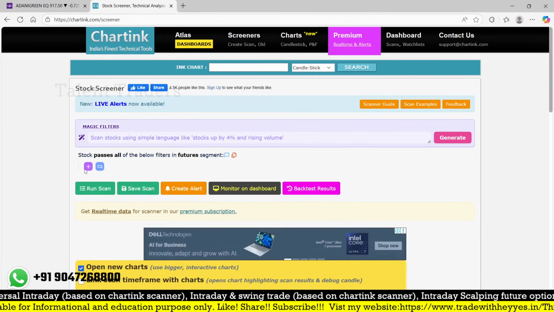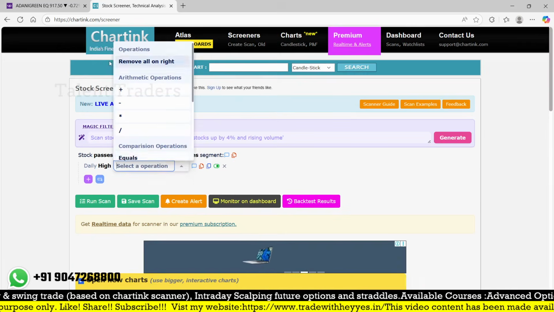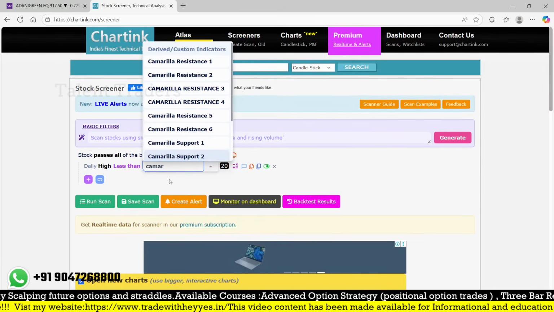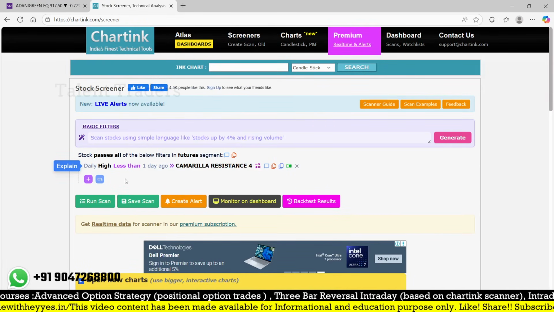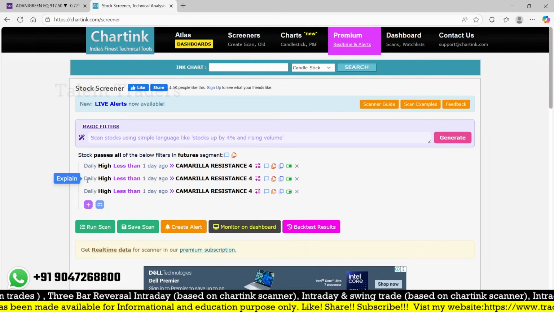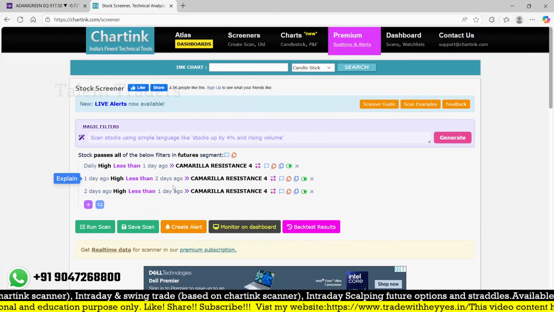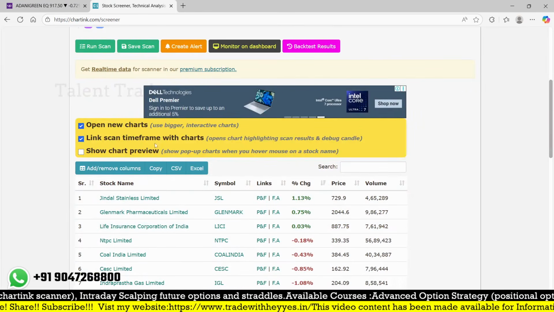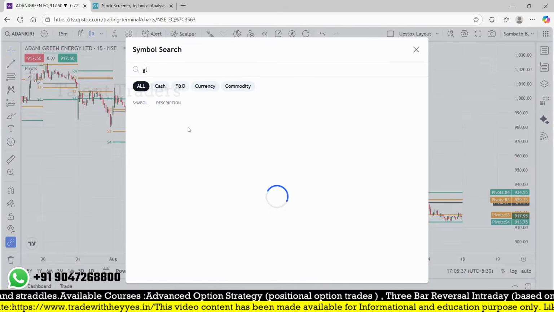Okay, so Camarilla resistance 4 and support 4 is our key. So we have to find out that the high of this particular day must be less than Camarilla resistance 4. That means 1 day ago. Okay, so this will find it today, and something like that for 3 consecutive days. So 1 day ago and 2 days ago, and here it is 2 days ago and 3 days ago. So this will fetch you a stock that never breaks the R4 for the last 3 days. So let me check randomly JSL or Glenmark.